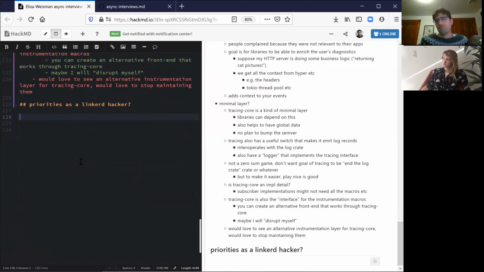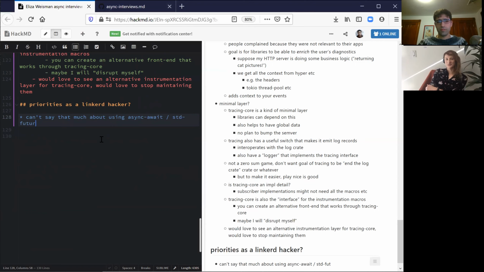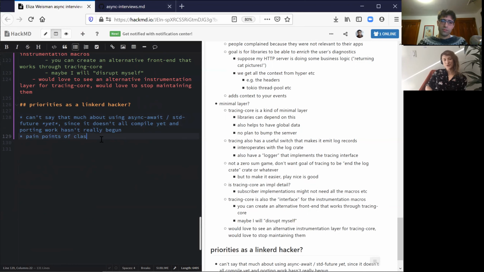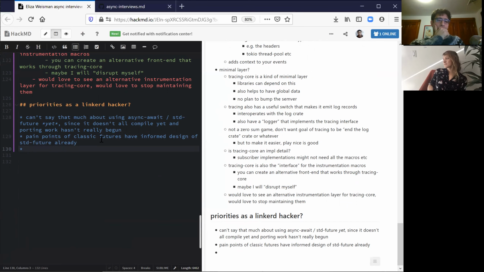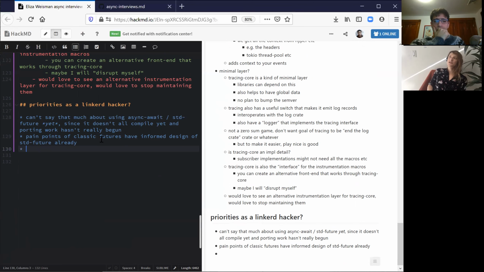But I'm curious, I jotted down priorities as a Linkerd hacker. I don't know if that was something that sparked particular things you thought. To be honest, I can't say that much yet about using async await or standard future in an application, because just today I got Linkerd to compile with Tokio compat. We haven't really ported it over. I think we've learned some lessons from the pain points of classic futures, and most of those have already informed the design of standard future in the design discussions around stabilizing async await. I feel like Linkerd has relatively little insight to offer here yet.